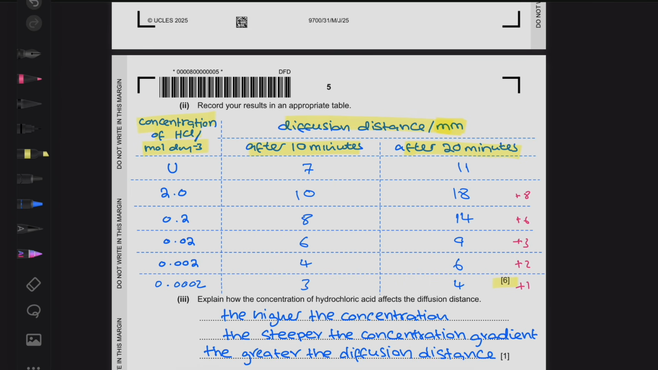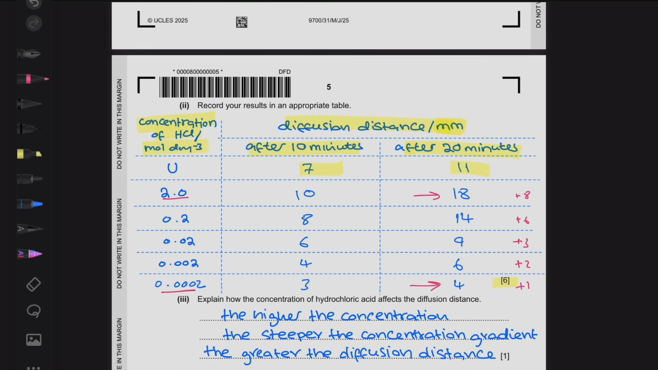Also, to mention, you don't get credit if you include the units within the body of the table. They have to be within the titles. The third mark is for there being a measurement at 10 and at 20 minutes for each. The fourth mark is that the diffusion distance recorded for the highest concentration, being 2 moles per decimeter cubed, at 20 minutes has to be longer than for the lowest, which is this one, at 20 minutes. So as you can see, the diffusion distance is a lot greater. 18 is greater than 4.